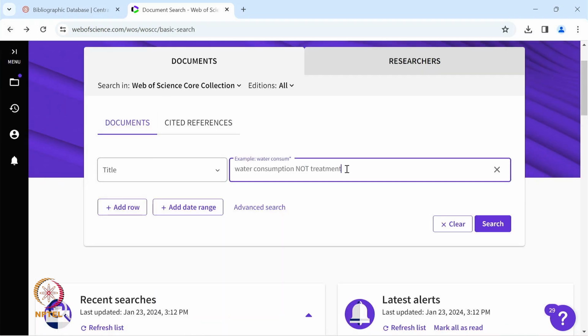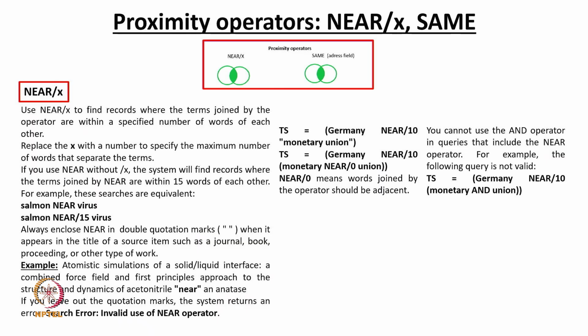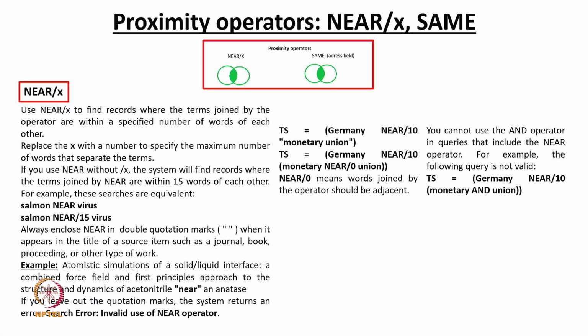So now I am moving to proximity search. In Scopus, PRE and W were there, while in Web of Science, NEAR and SAME are used as proximity operators. NEAR can be used as NEAR slash x, where x is the number of words. If you don't put any number, then it automatically takes 15 words. So one can search a document having 15 words after that.